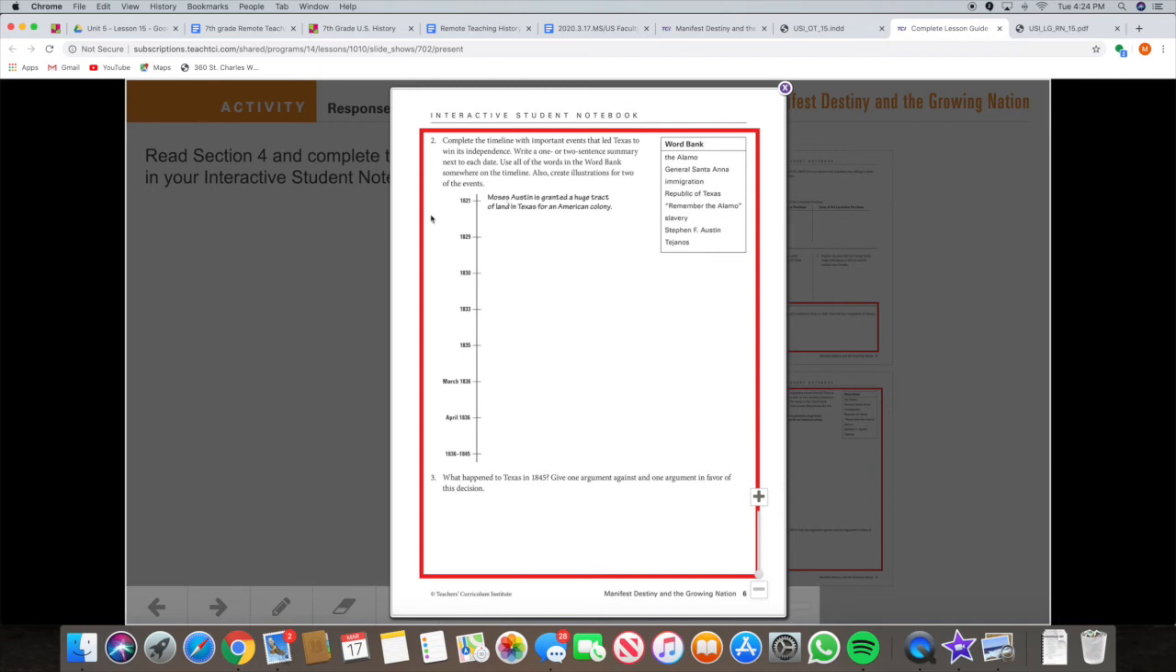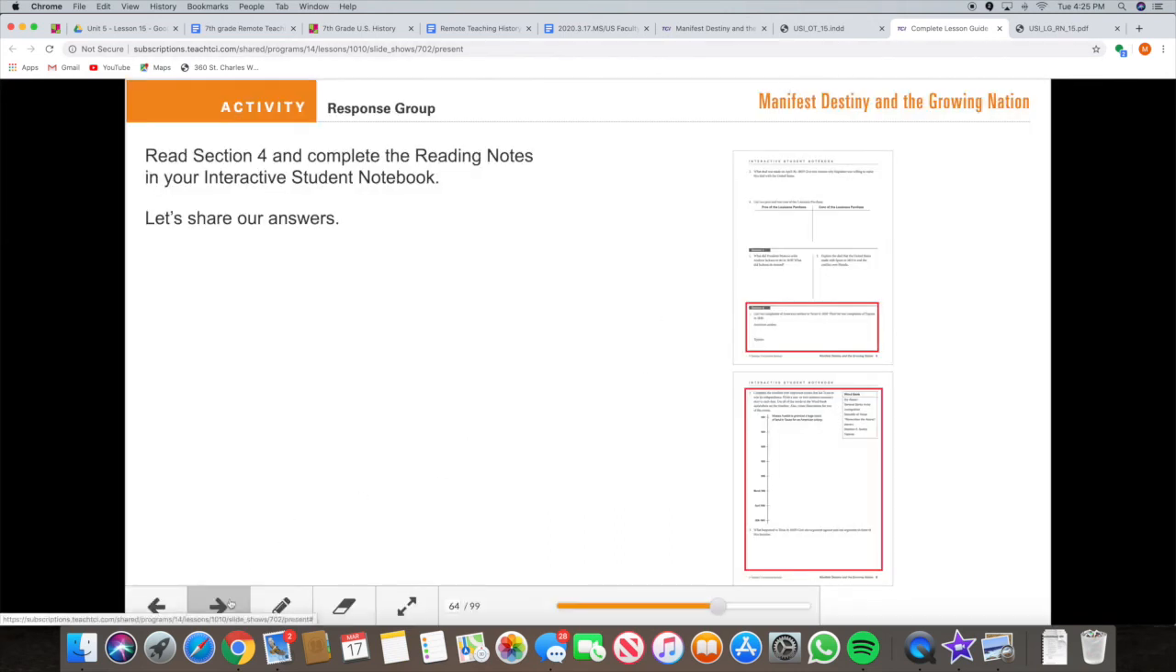And then you're also going to answer question three. What happened to Texas in 1845? Give one argument against and one argument in favor of this decision. At this point, again, pause the video, take those 5, 10, or 15 minutes to do this activity, and then unpause. Good. I'm assuming you did this faithfully.